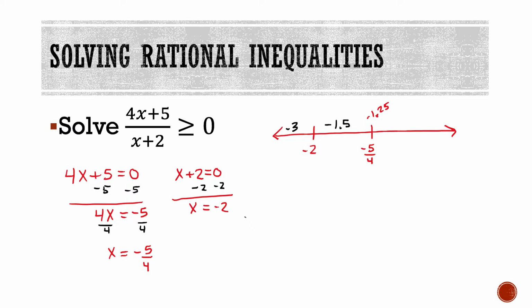Now what I'm going to do with those two test values is plug them back into the original problem. So my original problem is 4x plus 5 over x plus 2. And so I'm going to plug these two values into that expression. So let's do the negative 3 first. In place of the x's, I'm going to be plugging in a negative 3.